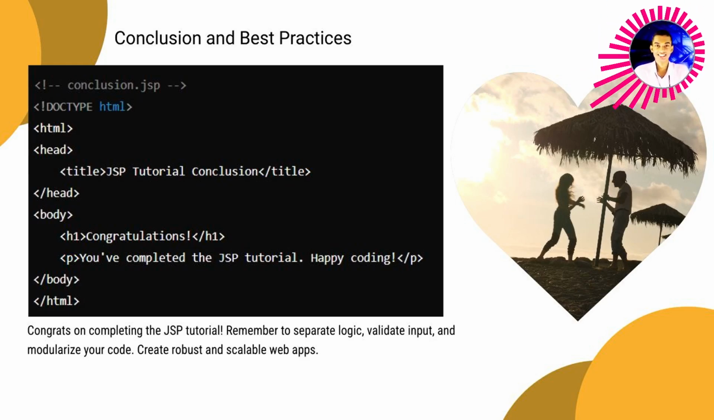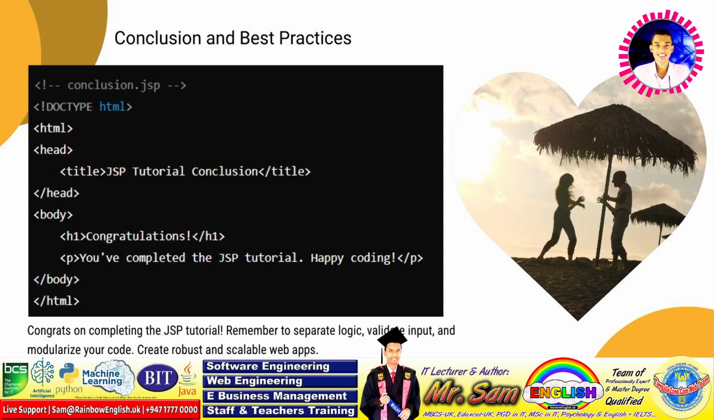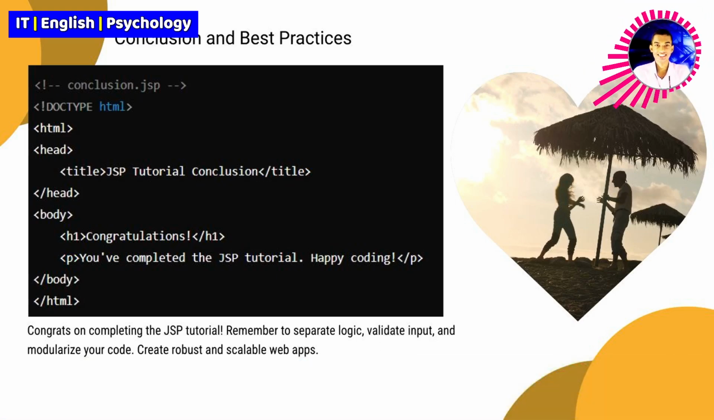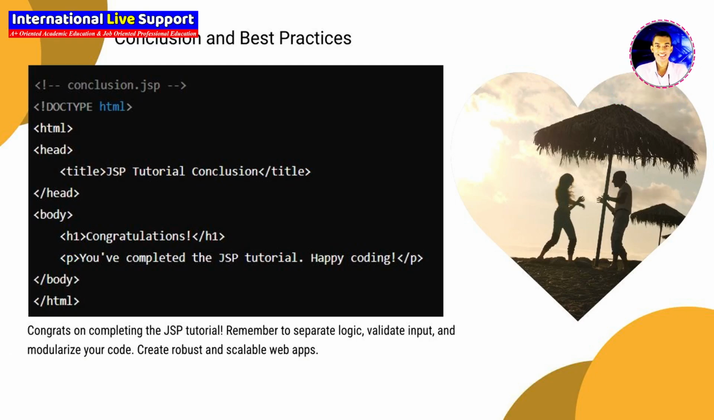As you continue to develop with JSP, keep in mind some best practices. Always separate business logic from presentation logic by using Java Beans or MVC frameworks. Validate and sanitize user input to prevent security vulnerabilities, and modularize your code for better maintainability. By following these best practices, you'll be able to create robust and scalable web applications.